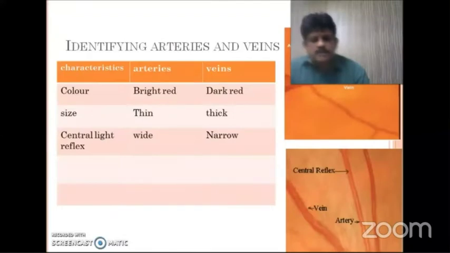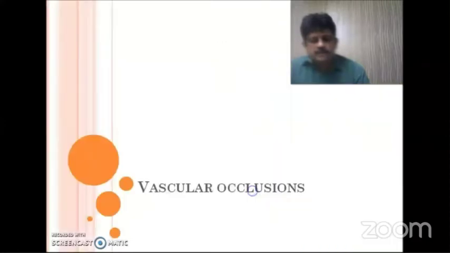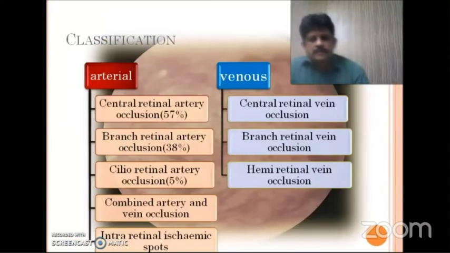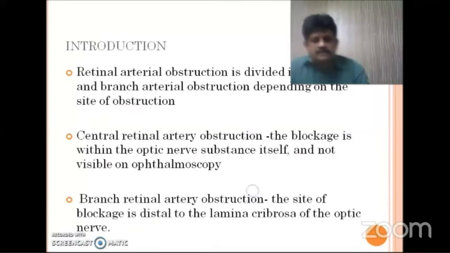These are a few points to differentiate arteries from veins. The artery shows a wide central light reflex and is thin compared to venules. Vascular occlusions are classified into arterial and venous occlusions. Arterial occlusions are central, branch retinal, cilioretinal, combined artery and vein occlusion, and intraretinal ischemic spots. Venous occlusions are classified into central retinal vein occlusion, branch, and hemiretinal vein occlusion.